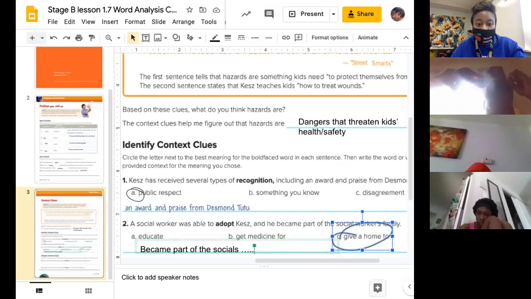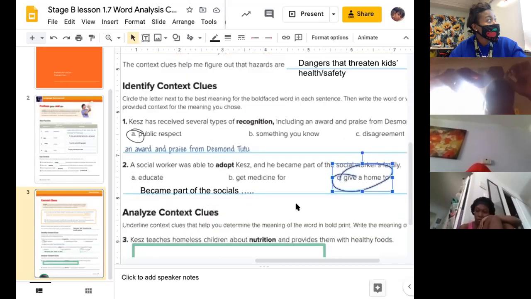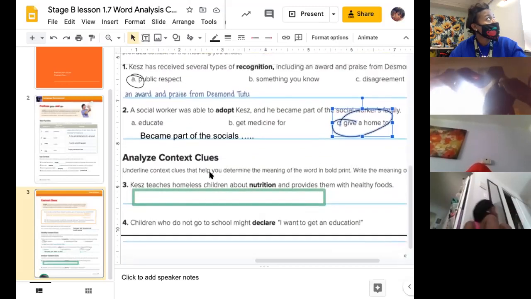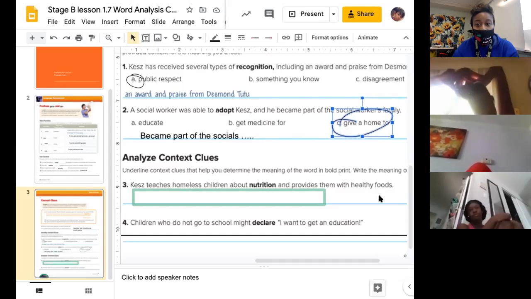All right, the last activity is analyze context clues. Underline the context clues that help you determine the meaning of the word in bold print. So basically we're gonna kind of do it backwards. So Kes teaches homeless children about nutrition and provides them with healthy foods. You guys have to figure out what the meaning of nutrition is, and then you have to underline the context clue in that sentence. All right. You guys are gonna do 3 and 4.